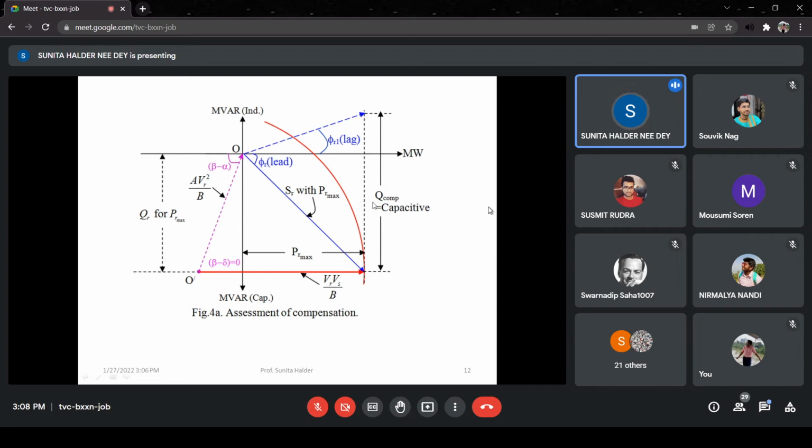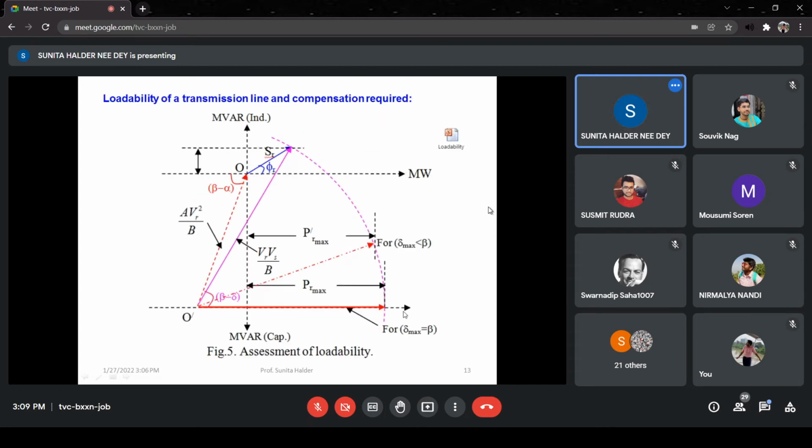Then we just supply that much of capacitive compensation. Then this point will be shifted here, so we can get the same active power, that is maximum active power, with some compensation. Effectively, at the receiving end, the load will be supplied PR max at an angle phi r1, with this much of inductive VAR, and the capacitive VAR will be drawn by the compensators, maybe a synchronous condenser, or maybe an SVC. So this is the concept.